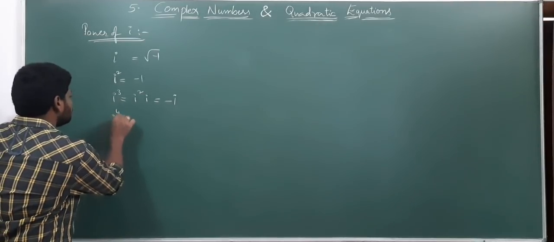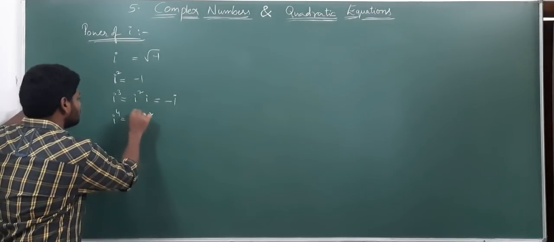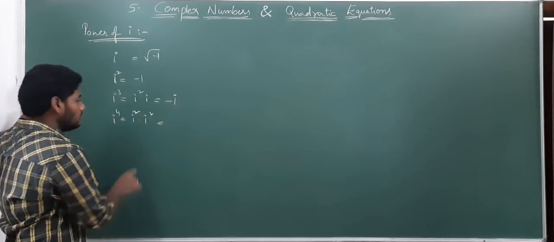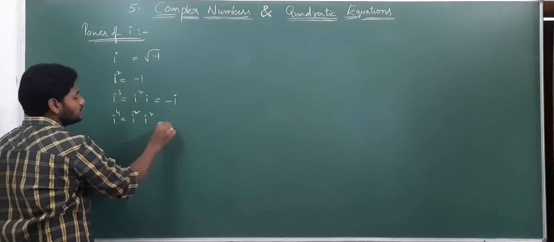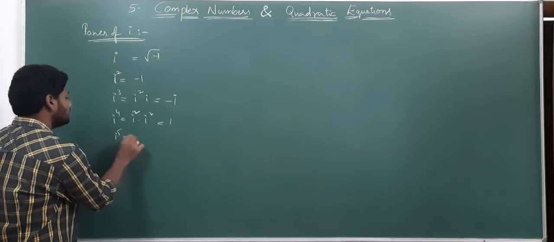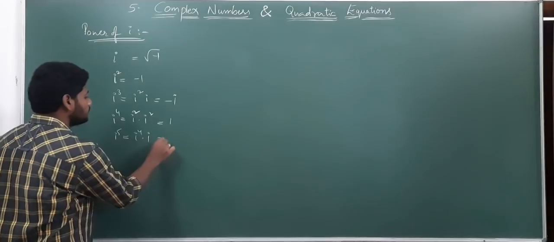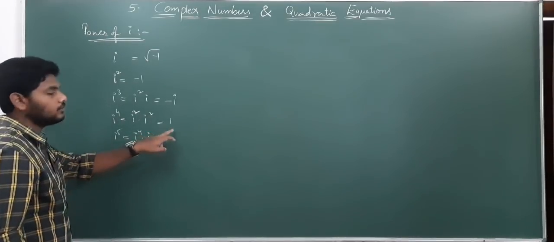So i to the power of 4 value. How can we write i to the power of 4? I square into i square. What is i square value? Minus 1. Minus 1 into minus 1 gives 1. Next, i to the power of 5. How can we write i to the power of 5? I to the power of 4 into i. What is the value of i to the power of 4? We know that is 1.